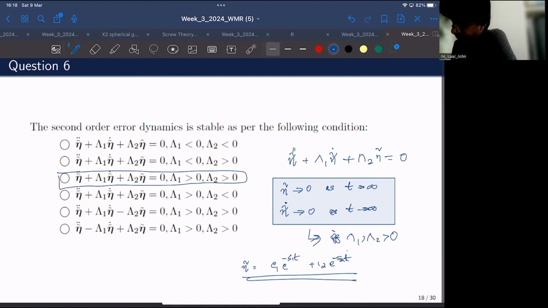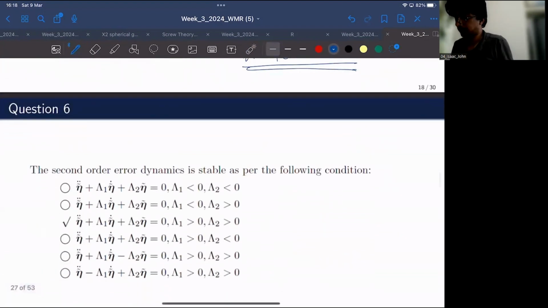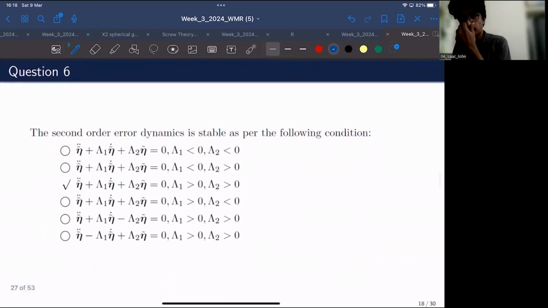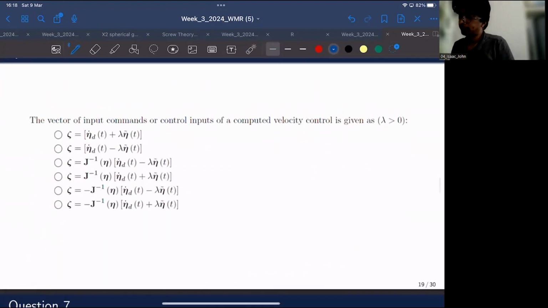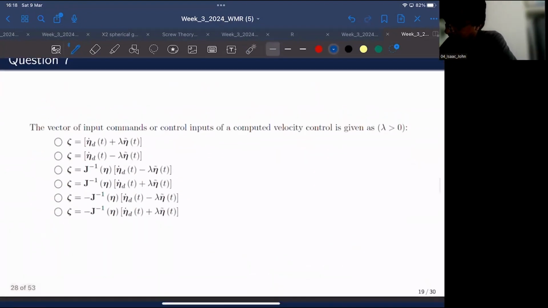Right? We can check the answers. Yes, so that is indeed the correct answer. Okay, now moving on to question 7.